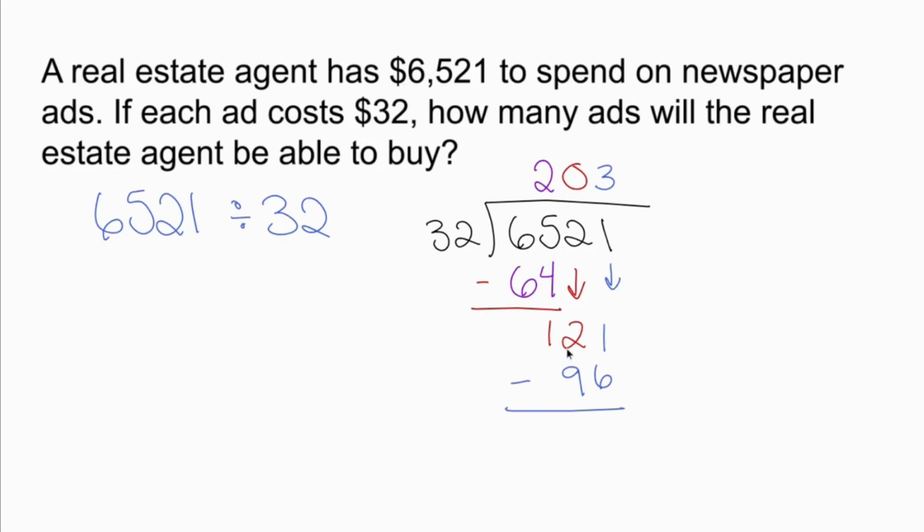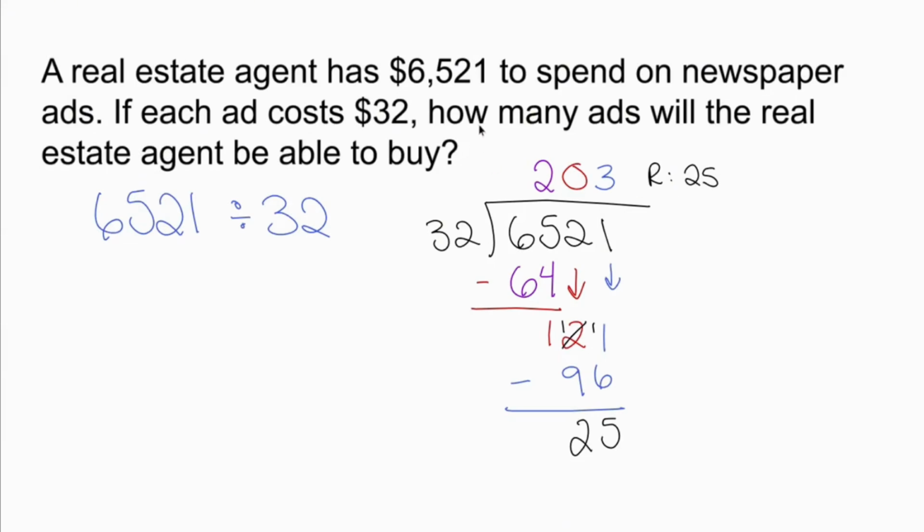Now, 1 minus 6 can't do it, so we're going to borrow from here, make this 1, make that 11. 11 minus 6 is 5, and then we have left over here an 11 minus 9, which is 2. So since there's no more numbers to drop down, I have a remainder of 25.